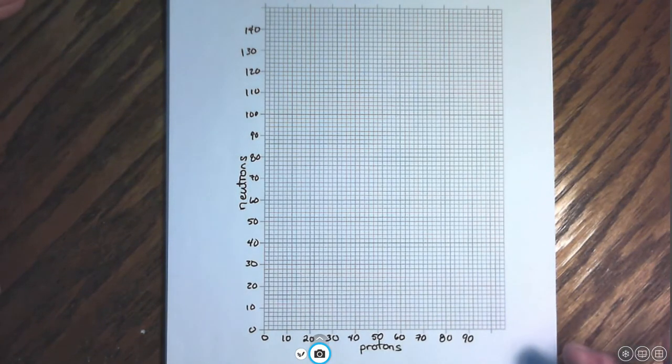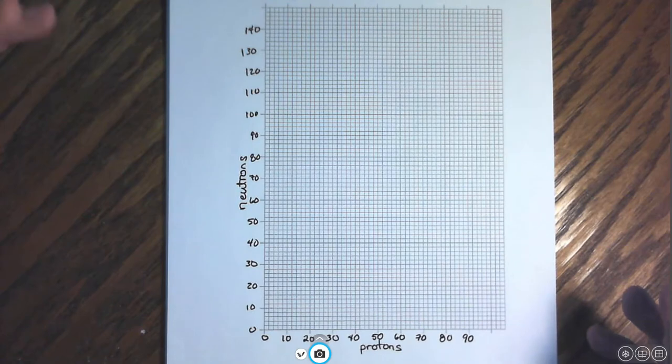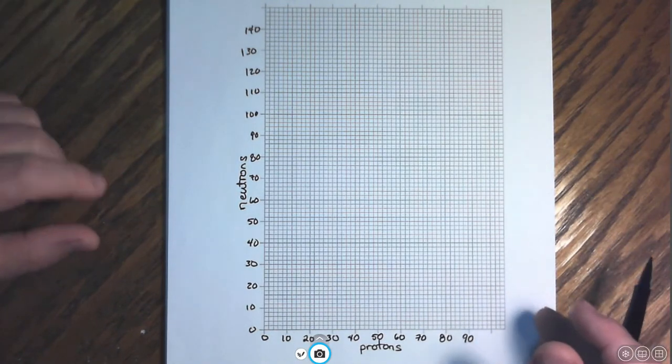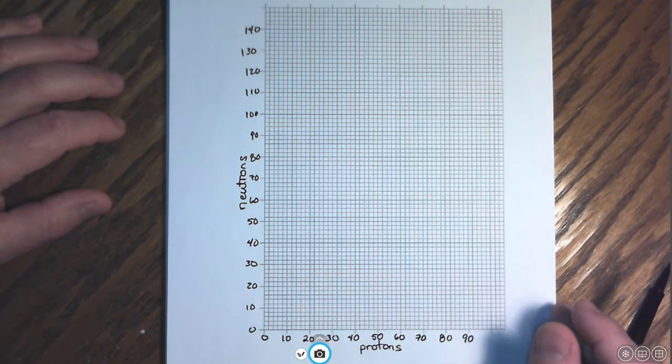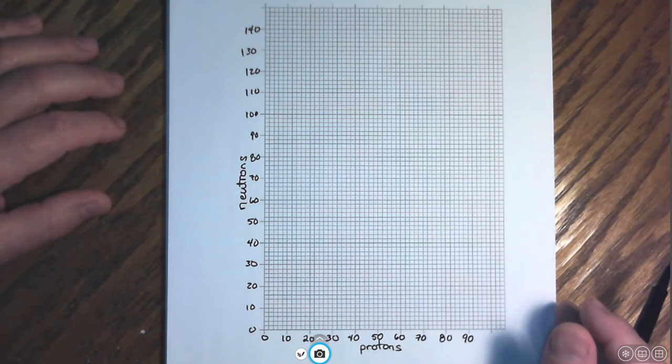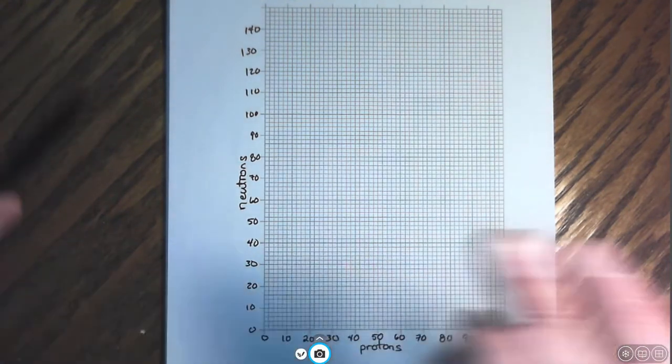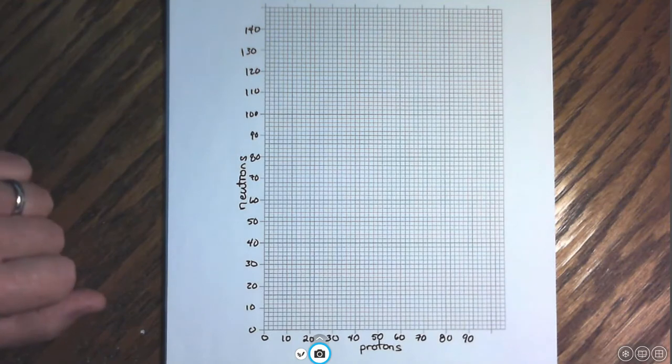All right. You need 4 guidelines for doing this stable isotope plotting. You need a guideline where protons equals 20. So just put a guideline on here where protons equals 20. You can put a dotted line with your pencil.